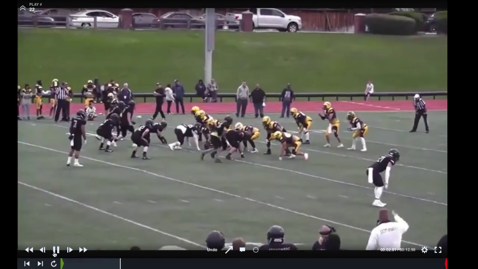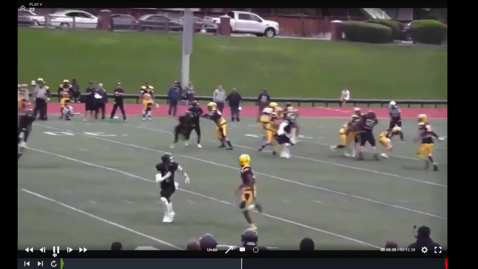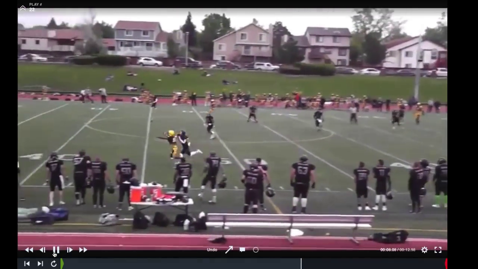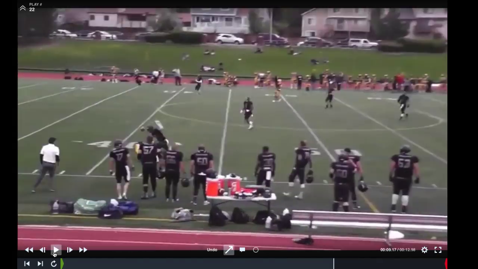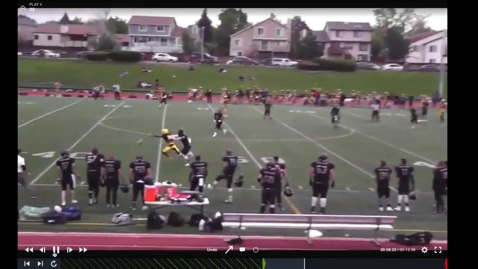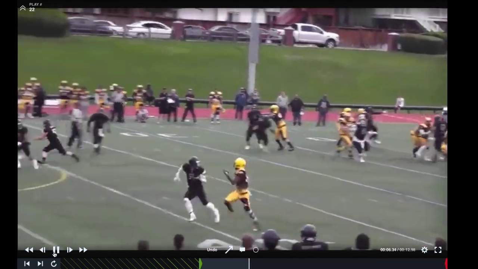Play 14. Example of what is not pass interference. No restriction here. Receiver runs right by him. Defender stays even with him. Never takes his feet away. Does not grab. Does not arm bar. No restriction. We would never want anything like this called.